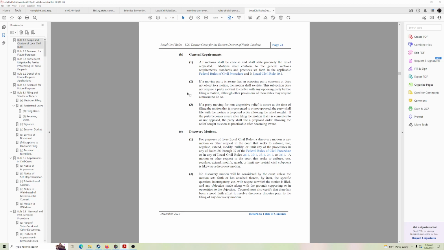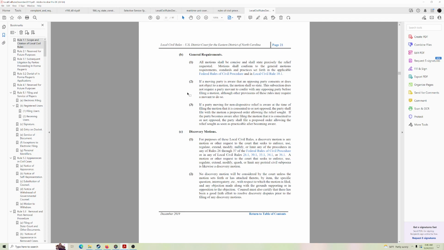If a moving party is aware that an opposing party consents or does not object to a motion, the motion shall so state. This subsection does not require a party movant to confer with any opposing party before filing a motion, although other provisions of these rules may require a movant to do so.